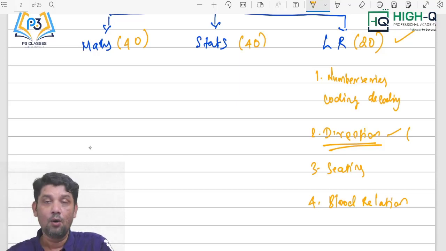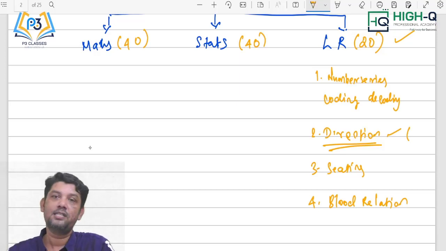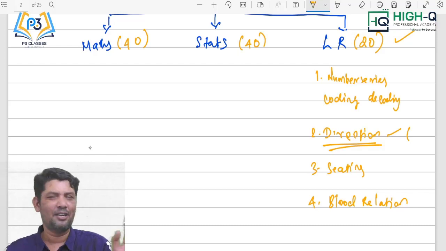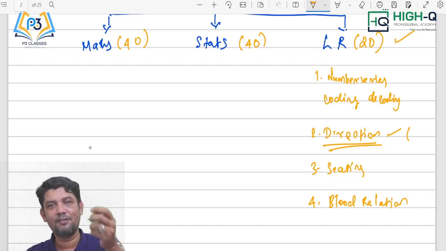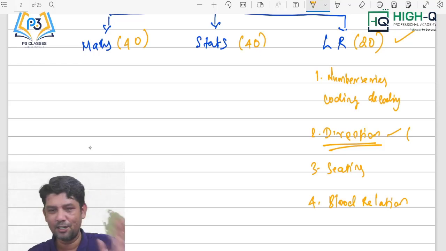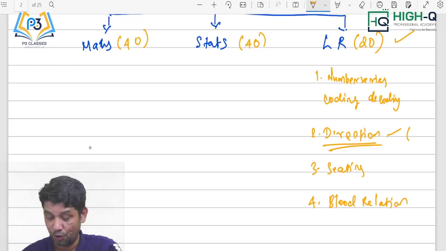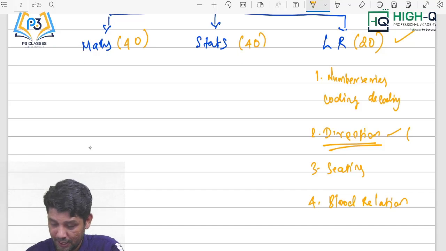So, what I am expecting is that this time also they may ask. Actually, in logical reasoning, if they ask many questions from blood relation or logical direction, it doesn't make any difference. We can answer any of them. Okay, fine. So far, whatever happened, that only I am telling you. Next, number series, seating arrangement, blood relation.